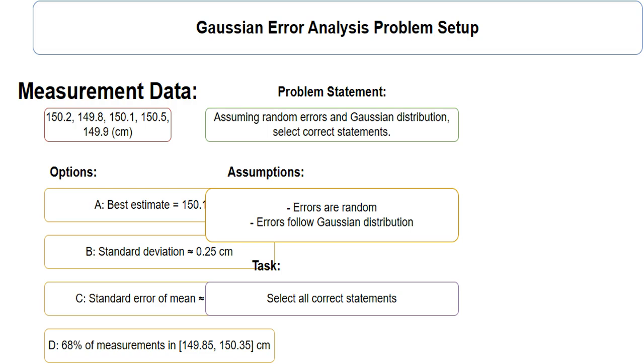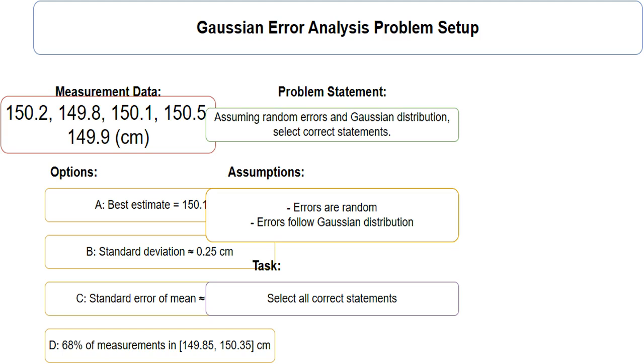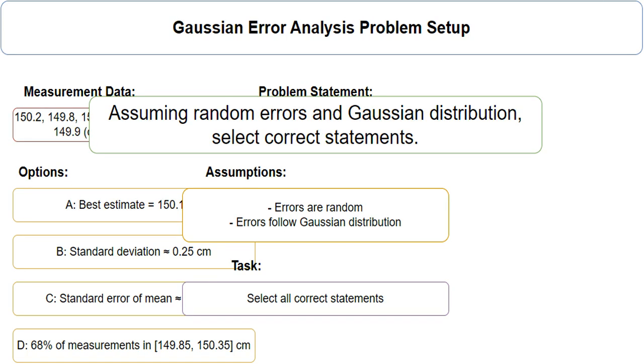Each measurement is subject to random error, which is a key assumption for applying Gaussian error analysis. These are the specific measured values in centimeters. The variability among these values reflects the presence of random errors. These are used to estimate the best estimate of the table length. The assumption of random errors is crucial because it allows the use of statistical methods to analyze the data. The assumption of Gaussian distribution is critical. In real-world measurement scenarios, errors often follow a normal distribution.